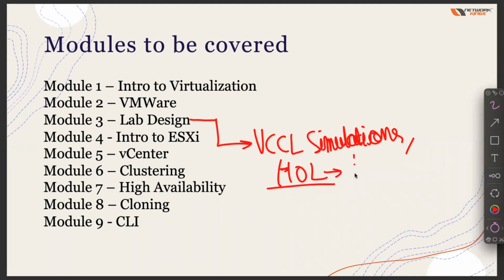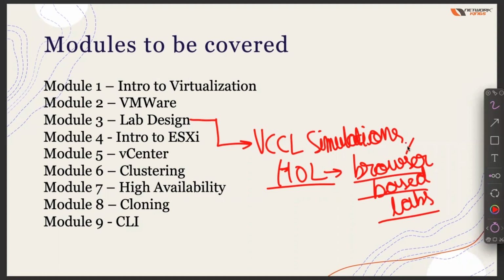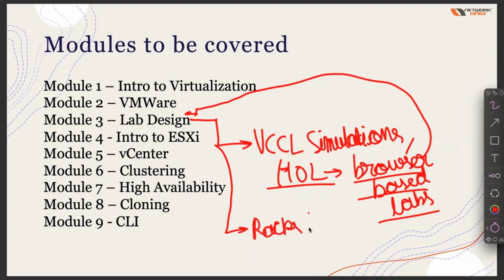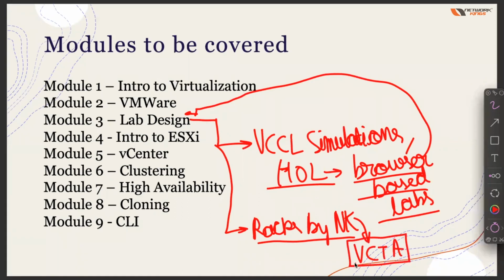So these are browser-based labs which we are going to use in order to perform or practice all our labs, right? And then actually there is one more option here. Just like we have racks by networkings for computer networking and MCSA, we have racks by networkings for VCTA as well. So you can use those labs, right? And create your own vSphere, right? So you can create and virtualize servers there.